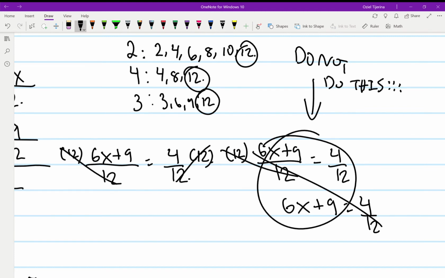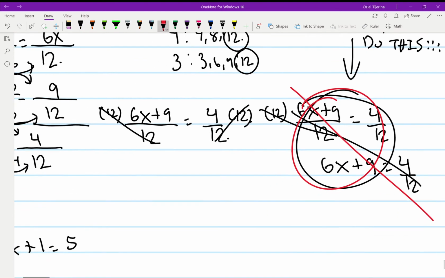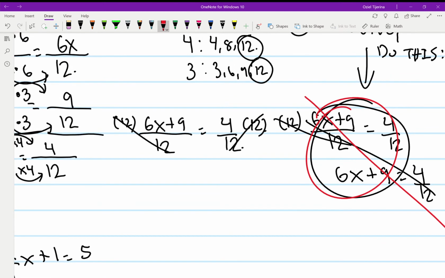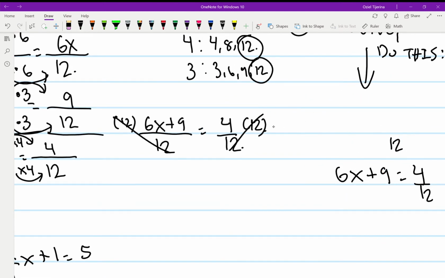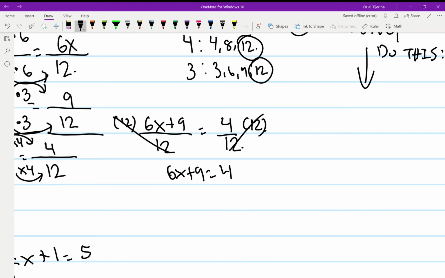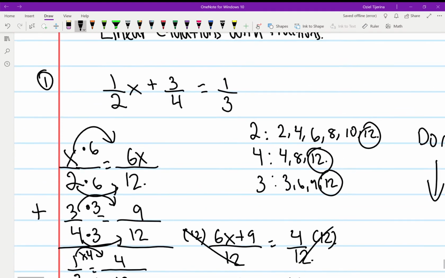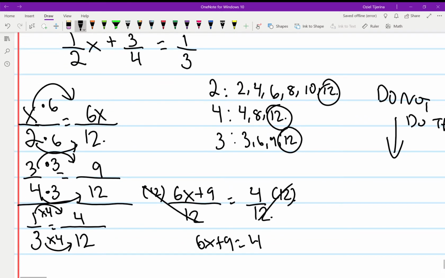Okay, this is not correct, right here. This is not correct. You have to do it to both sides, okay? So basically now that we've done that, we have 6x plus 9 equals 4. So now we just have a simple equation, okay?